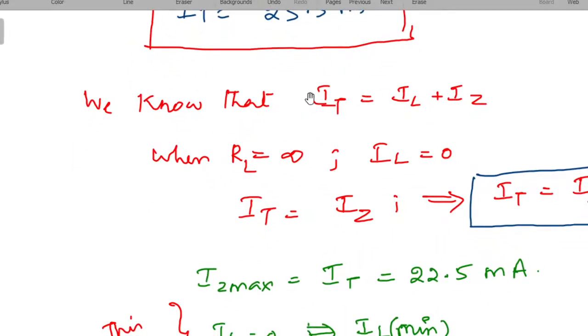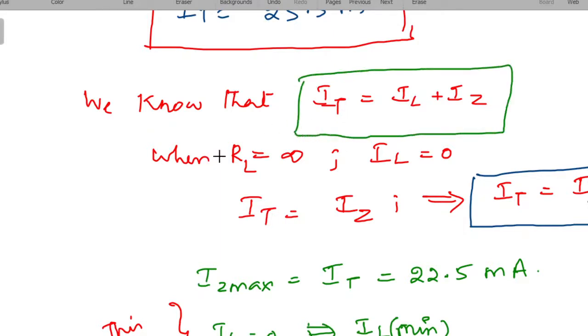And this is the common formula as usual we will be using: the total current is the sum of the Zener current and the load current. So first we put that when RL is equal to infinity, what happens? We know that IL is equal to 0. This is the condition we know very well, so that IT is equal to IZ. So that is the maximum Zener current, full current will be available. So we know that the maximum current can be taken as 22.5 milliamps. This IT will be the maximum, so IZ maximum is equal to IT, that is equal to 22.5 milliamps.